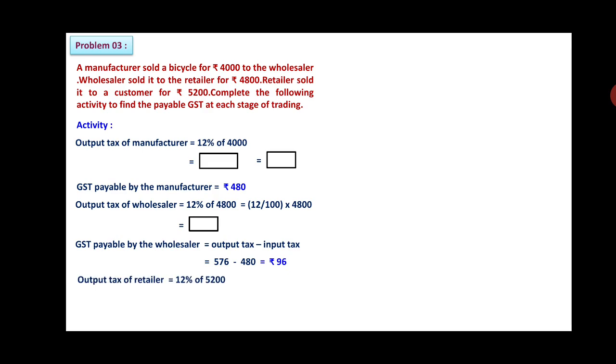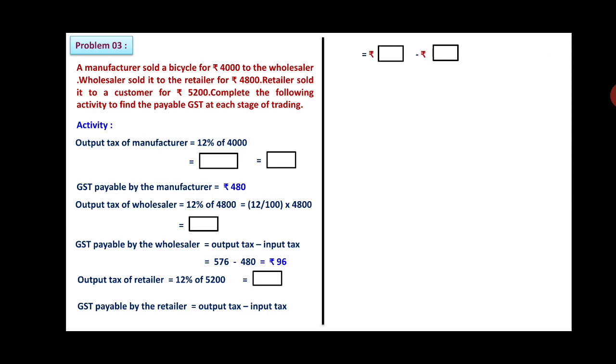Now the output tax of the retailer is equal to 12% of the 5,200, whatever value comes, you have to write over here. Therefore GST payable by the retailer is equal to output tax minus input tax. Therefore here the answer is output minus input, whatever comes, the result is 48. So here are some 6 boxes where you have to write the numerical value that comes. Now we'll start with the solution.